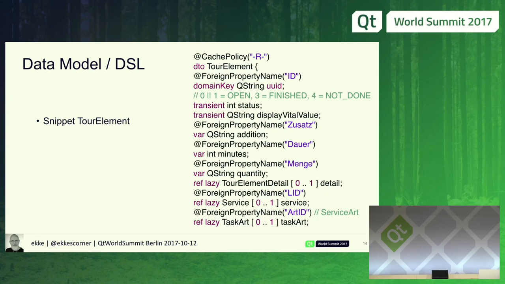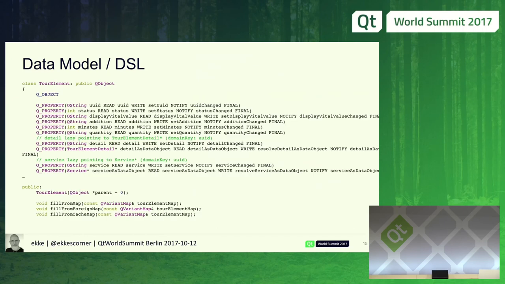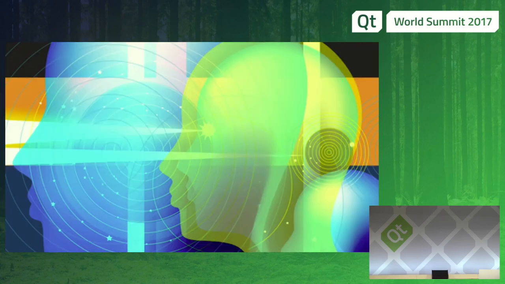This is how the DSL looks to define a model. I have a DTO tour element. I always have foreign property names. These are the property names the server side is using, but in many cases they don't fit my project specific settings. So I can map this, and all this code will be generated automatically. I get out of the box all the properties generated, the methods, and how to create this entity from the JSON object I'm getting from the server.